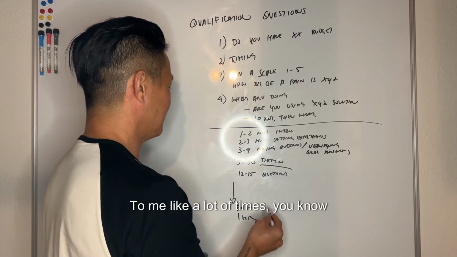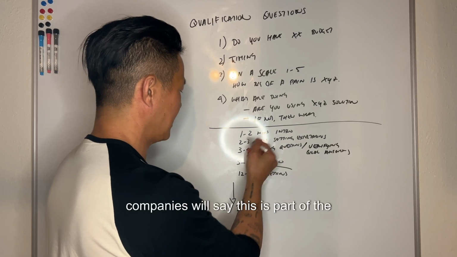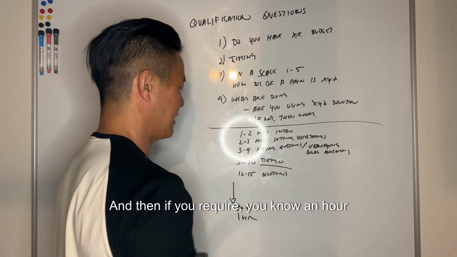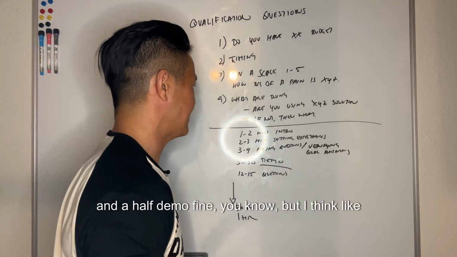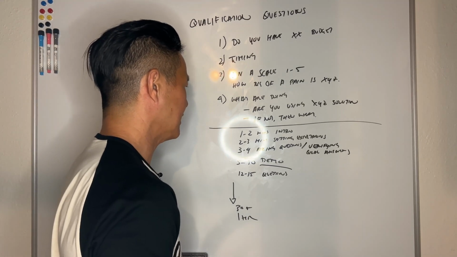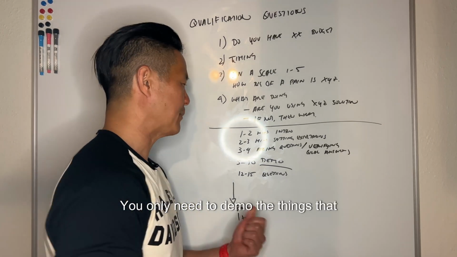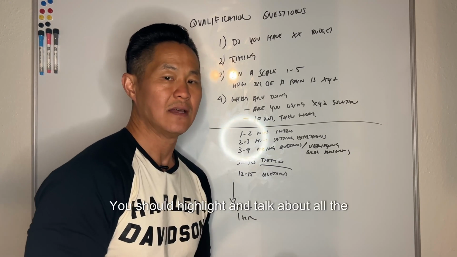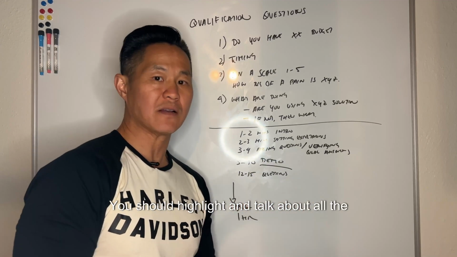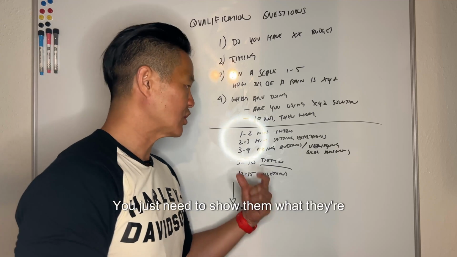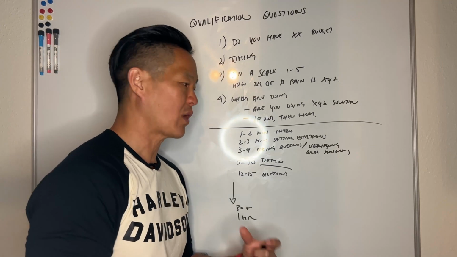To me, a lot of times, companies will say this is part of the discovery call. Okay, fine. You could do it this way, and then if you require an hour and a half demo, fine, but I think you don't need to actually demo all the things about the product. You only need to demo the things that they're going to use today. You should highlight and talk about all the things that your product can do, but you do not need to show them. You just need to show them what you can solve for them right away.